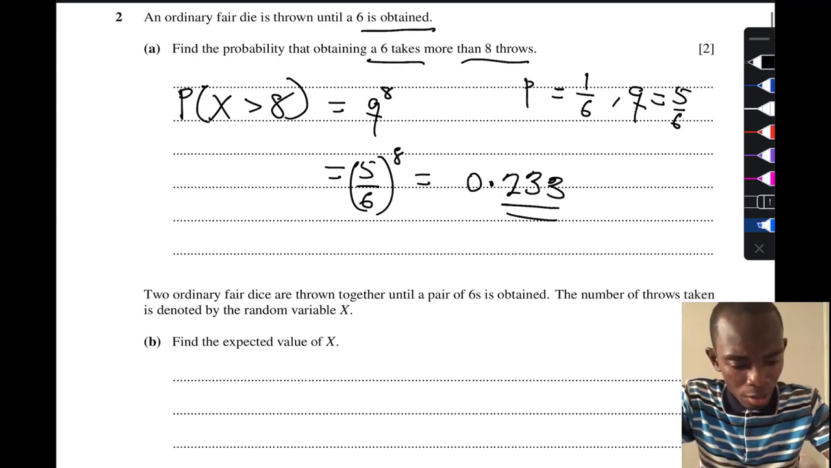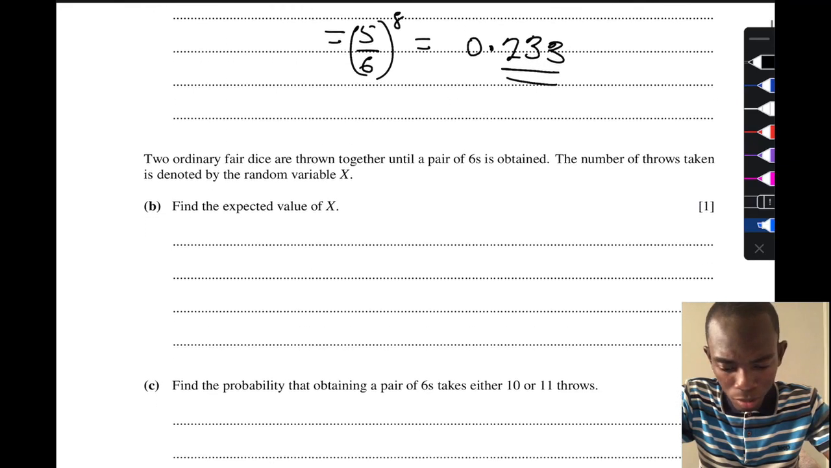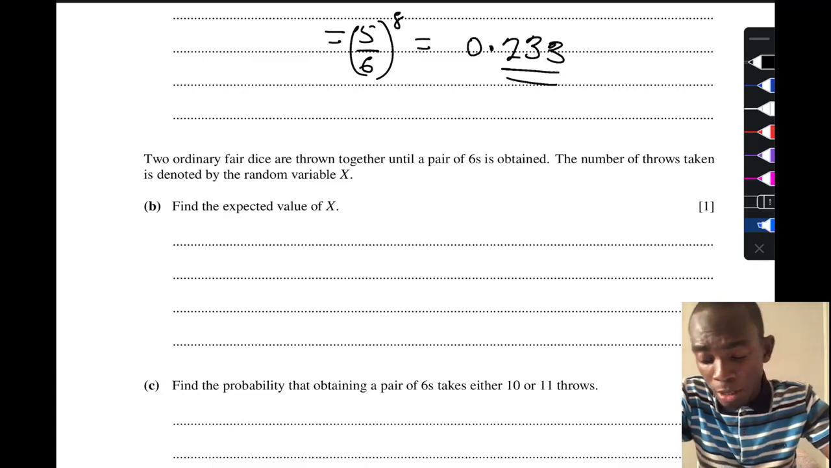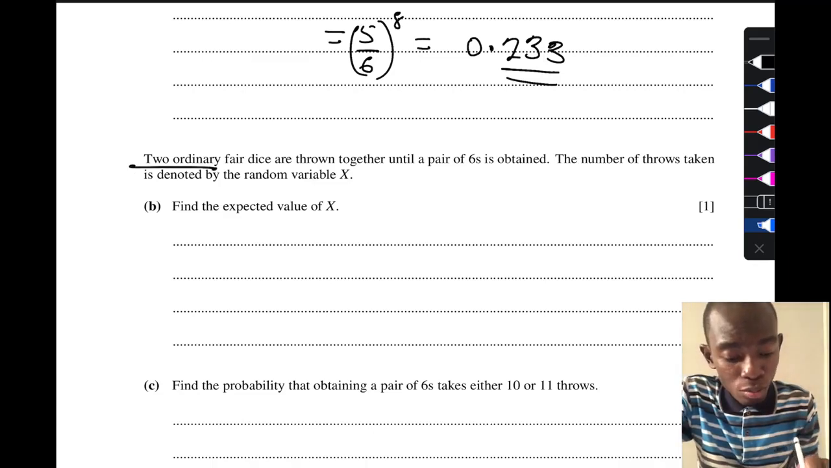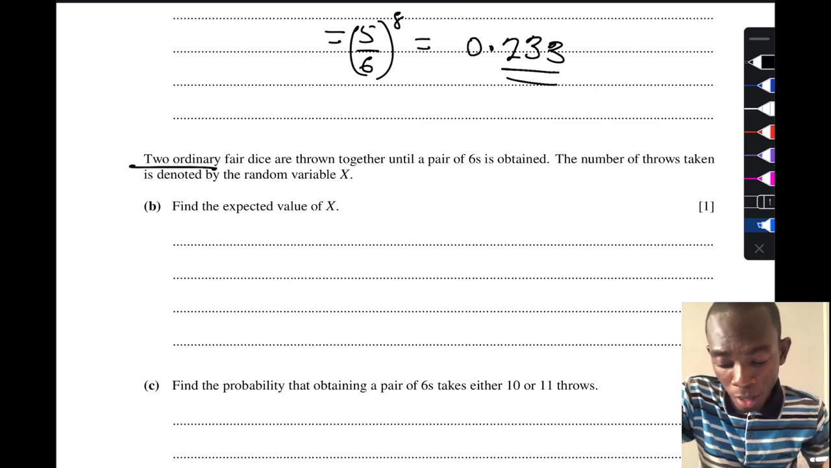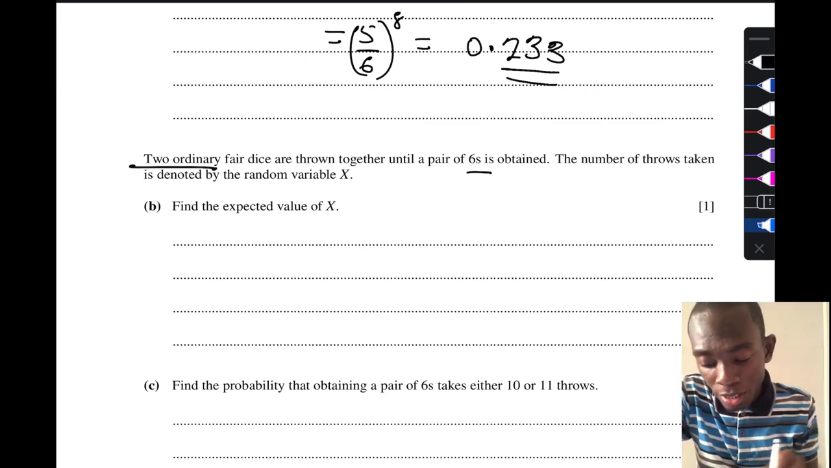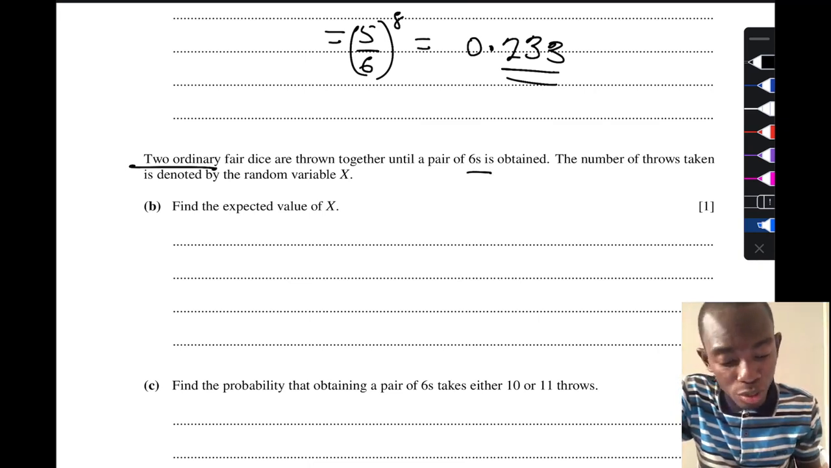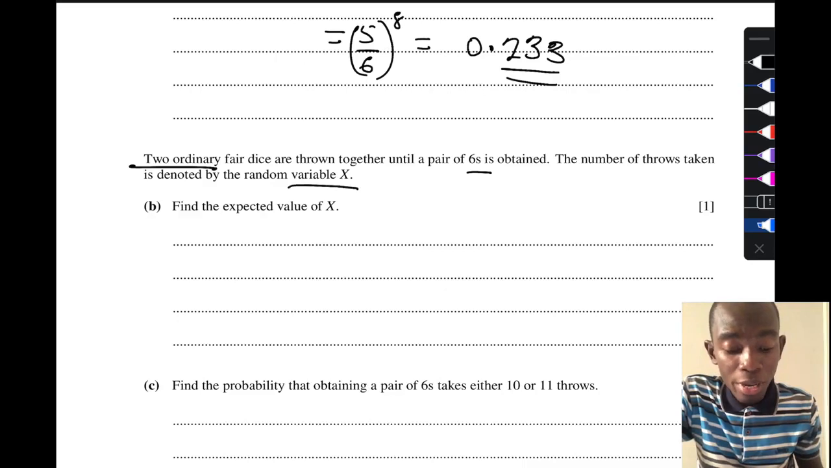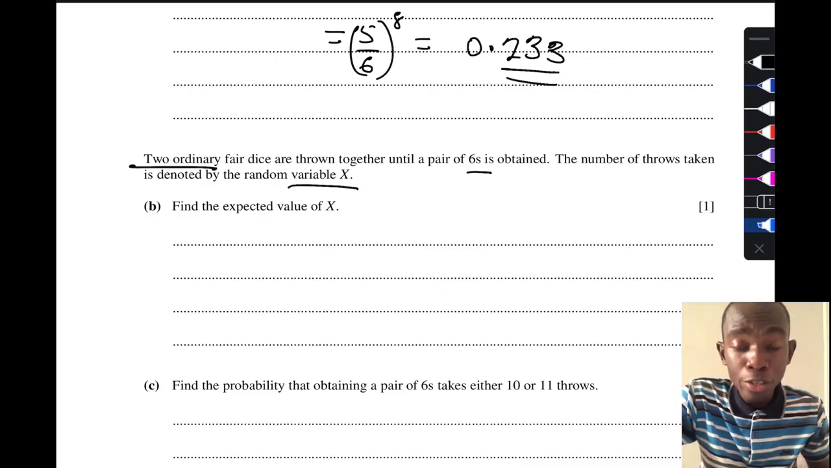All right. Then let's consider part B of the question. It says that 2 ordinary fair dice are thrown together until a pair of 6 is obtained. So now 2 dice, be careful, until a pair of 6 is obtained. The number of throws taken is denoted by the random variable X. So now we have to find the expected value of X.